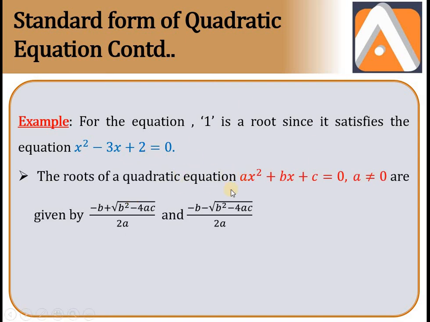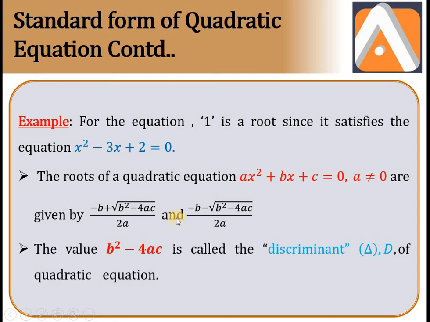Its roots are given by the quadratic formula you studied in 10th standard, that is minus b plus or minus under root b square minus 4ac upon 2a, where plus is taken once and minus is taken once. So you will get a total of 2 roots, real or non-real. Here, inside the root, b square minus 4ac is called the discriminant of the quadratic equation. It is represented by capital D or sometimes by delta.